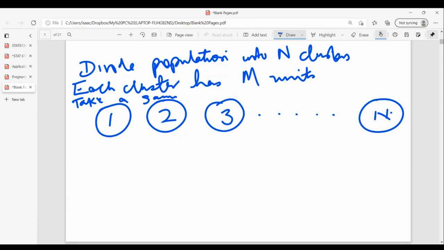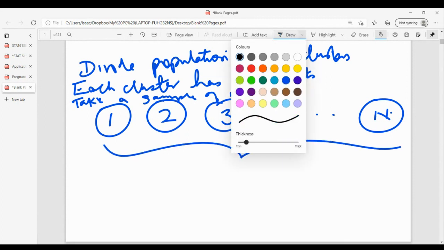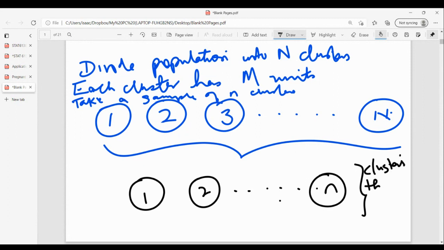And then what you do is you take a sample of small n clusters. So we're going to take small n clusters out of those capital N. So you're going to take 1, 2, dot, dot, dot, up to small n, right? So these here are your clusters that were sampled, right? So we'll have this situation.